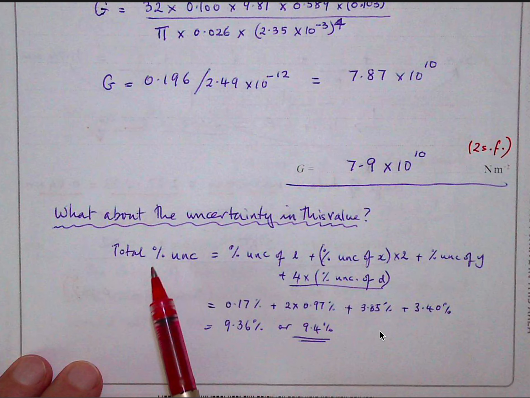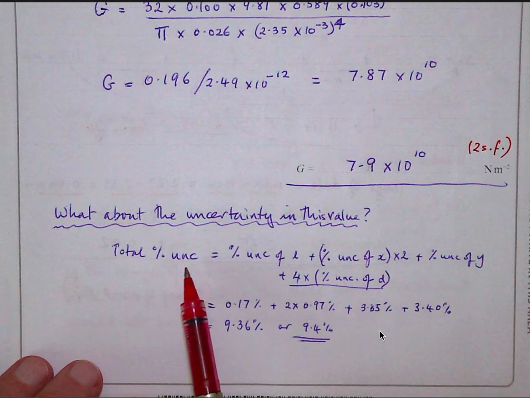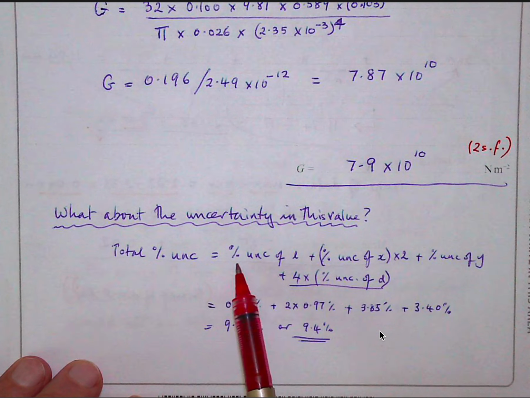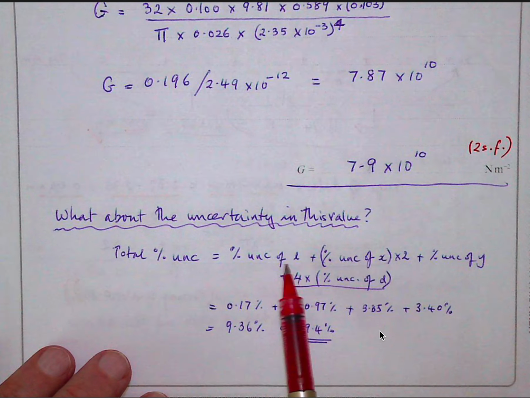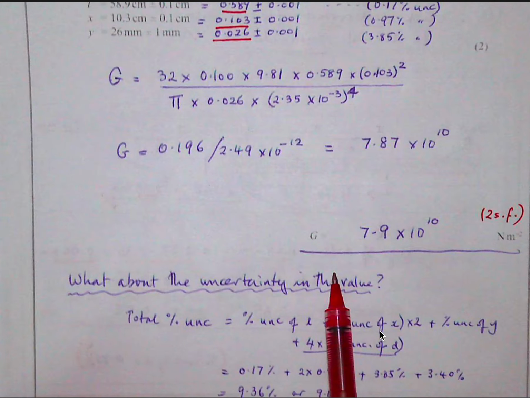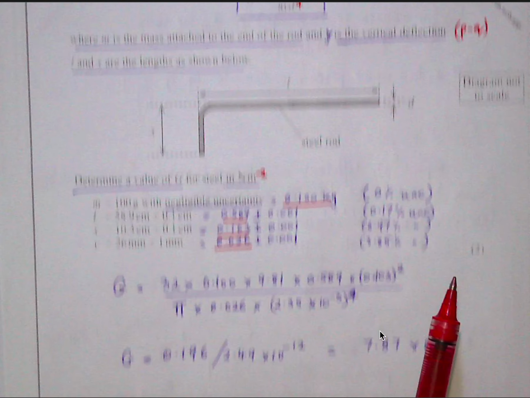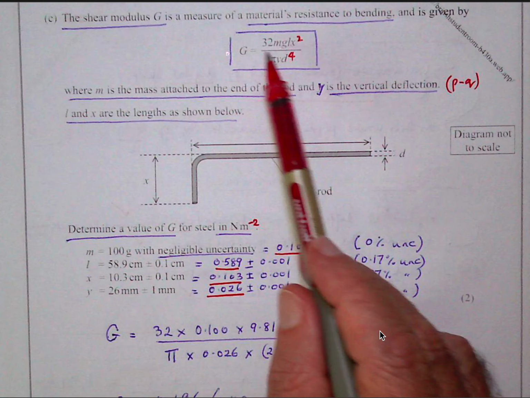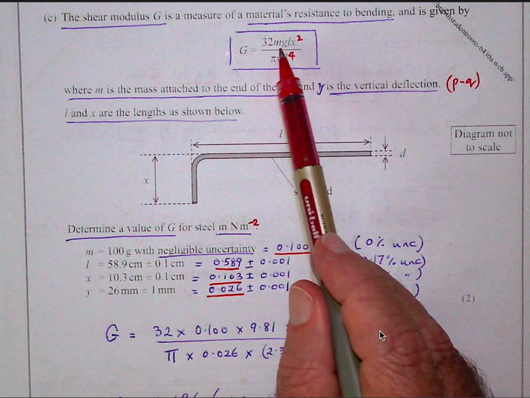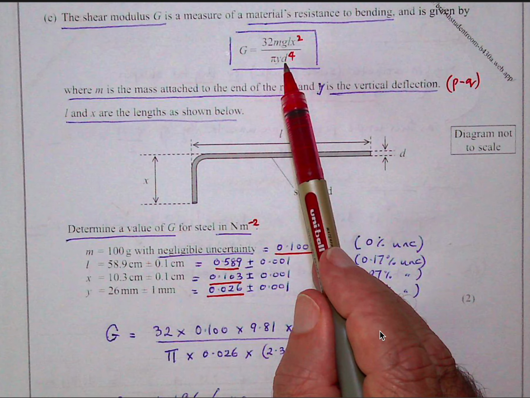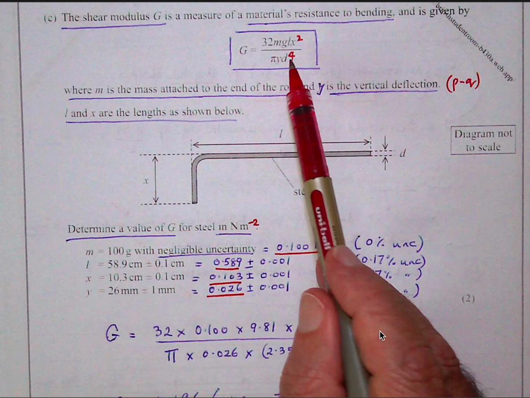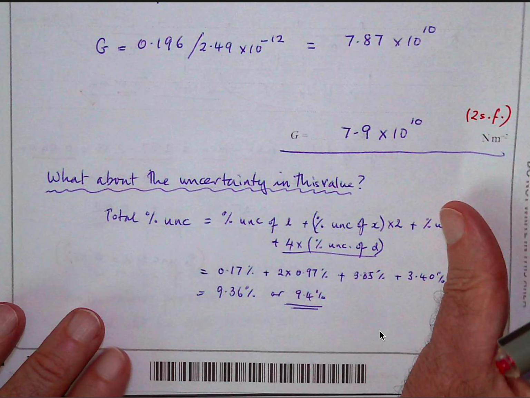Now you have to remember that to work out the total percentage uncertainty of G, you've got to be able to work out all of the uncertainties one by one. The percentage uncertainty of L, because that's in the formula. Going back to the formula at the top of the page, it has 32, no uncertainty, M, no uncertainty, G, no uncertainty, L, X to the power 2, pi, no uncertainty, Y, which we had on the page before, and D to the power of 4. So when there's a power, it's actually 4 times the percentage uncertainty for D.